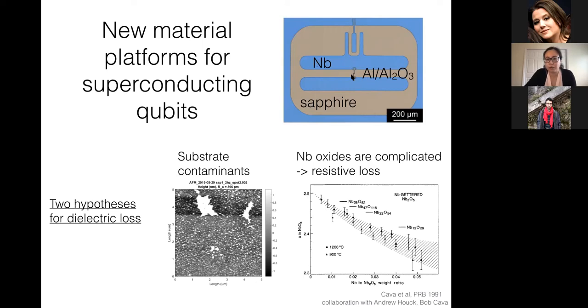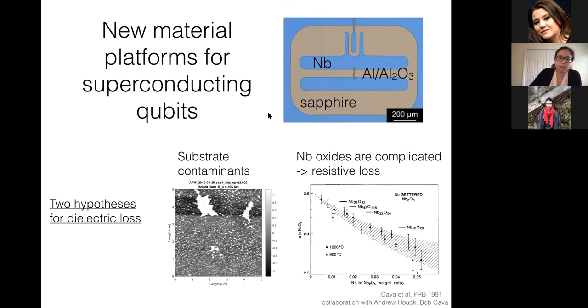So you have an aluminum oxide component for the Josephson junction, and then the rest of the device is made out of niobium. So the capacitor and the resonator are both made out of niobium. And then all of this is sitting on top of a sapphire substrate.